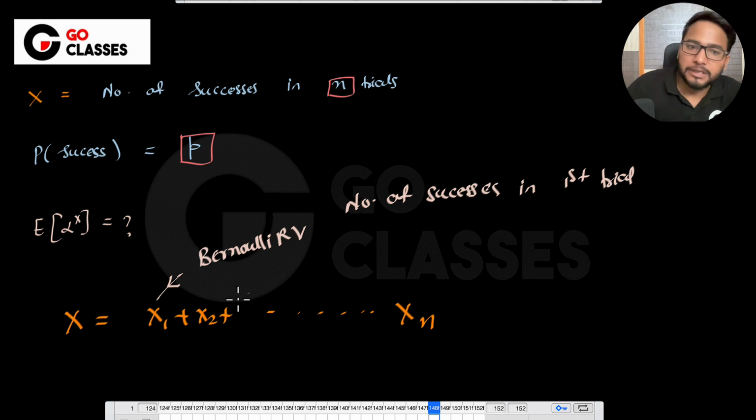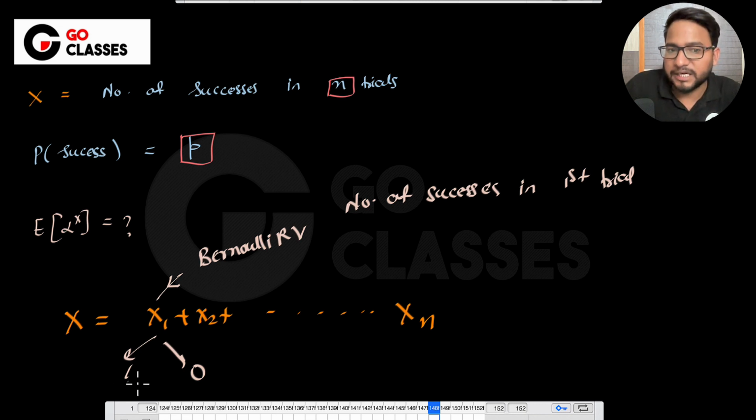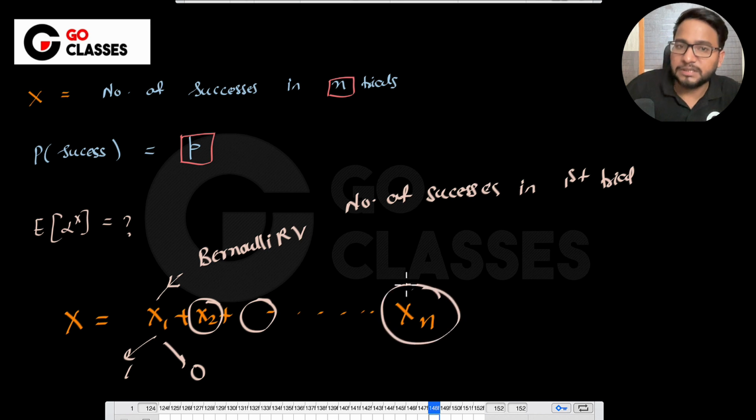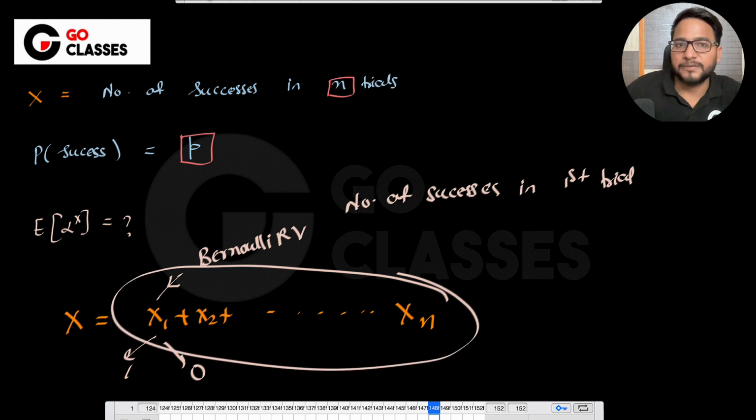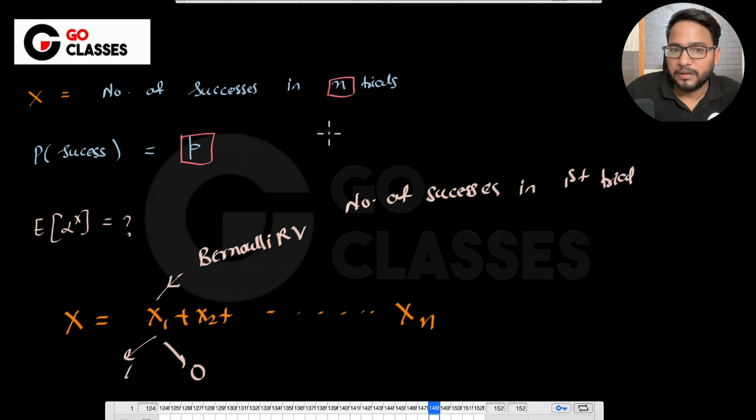So as we have seen, X1 will be taking either 1 or 0. If the success is there in the first trial, then it will be 1, otherwise it will be 0. This is the number of successes in the second trial, this is the number of successes in the third trial, this is the number of successes in the nth trial. So if I add all of this, you will be getting the number of successes in n trials, and that's what this X is, right?